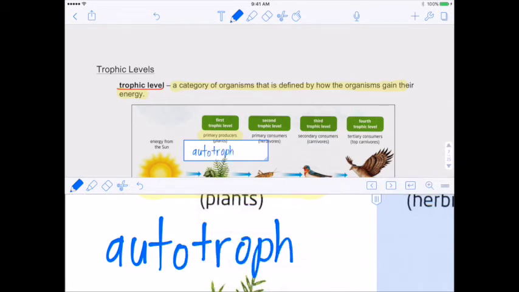The term auto means automatic, and the term troph means feeding. So they're auto-feeding. When we're hungry, we cannot just sit out in the sun and get food. We actually have to do things. We have to consume other organisms to get energy. But plants don't. They just automatically sit in the sun and make their own food.